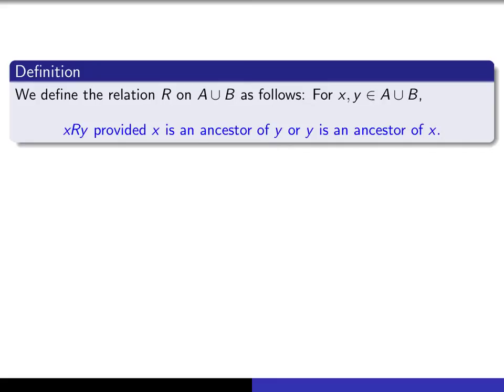So now we define a relation R on A union B as follows. If X and Y are in A union B, we say that X is related to Y, provided X is either an ancestor of Y or Y is an ancestor of X.